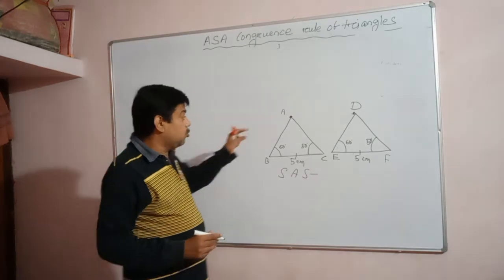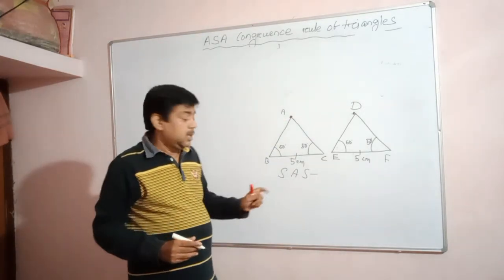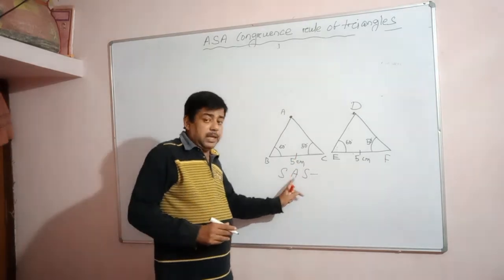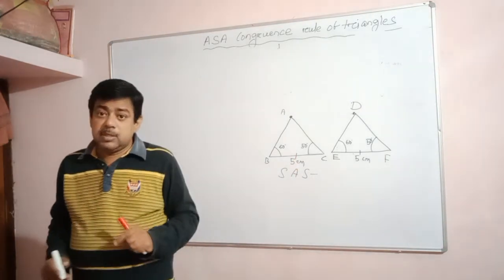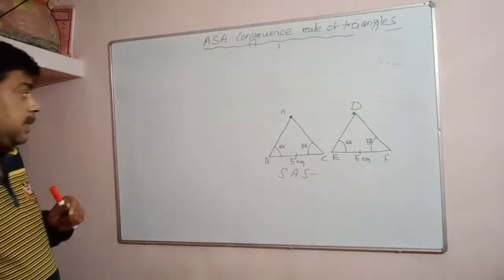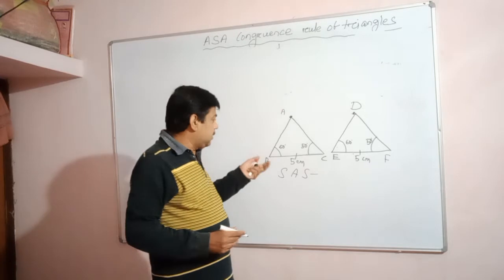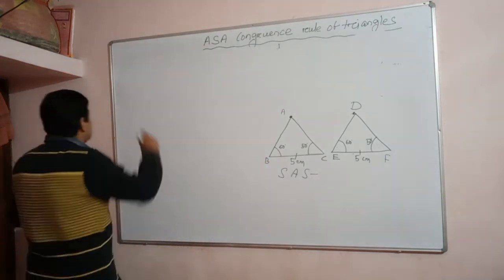So whenever we are proving any congruency of triangles, we have to see whether the side angle side condition is satisfied. If the side angle side condition is satisfied, then the triangles can be congruent. Okay, let us verify one by one. How to verify it? Let us prove.